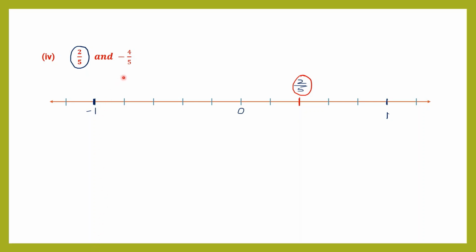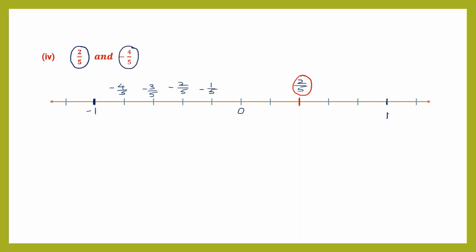Now let's check the negative side. We have minus 4 by 5. So what are the fractions here? Let's write out the fractions here. So this will be minus 1 by 5, minus 2 by 5, minus 3 by 5, minus 4 by 5. And the other one is minus 5 by 5, which is equal to minus 1. So here we have minus 4 by 5.